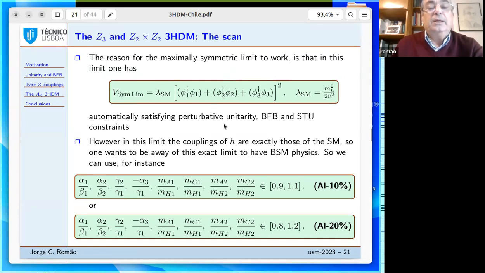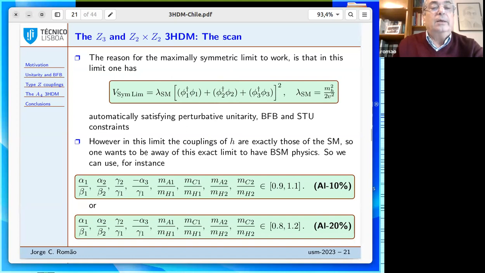But of course, although this is good because you have lots of points, they are not very interesting, in the sense that in this limit, the couplings of the small h, the standard model-like one, are exactly like those in the standard model.